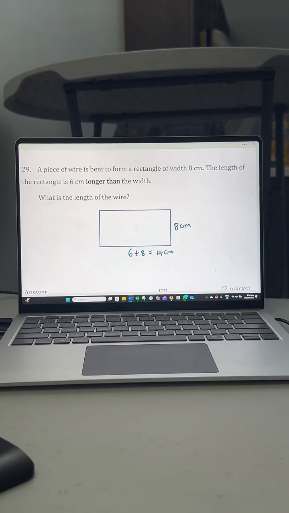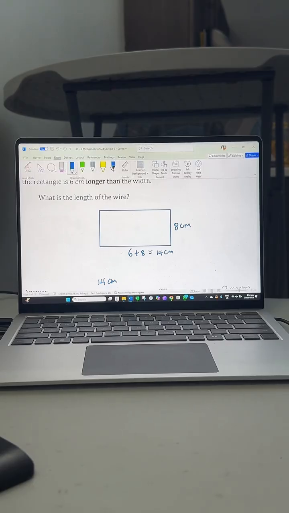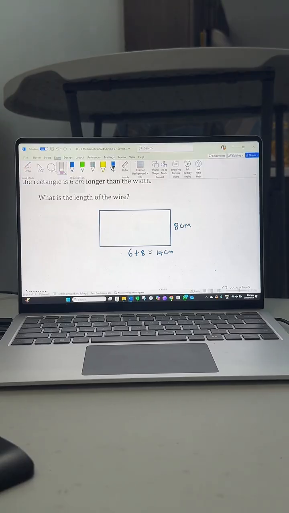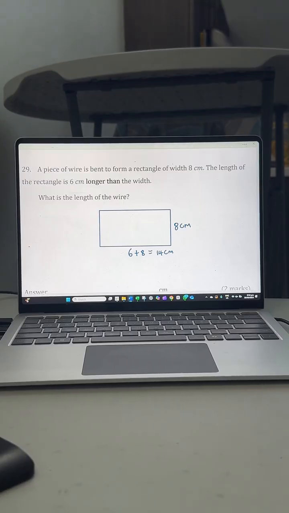So they want to know what is the length of the wire. People who did not read this question properly go and put 14. Is 14 centimeters the length of the wire, or is that just the length of the rectangle? What is the length of the wire? 14? No. 14 is the length of the rectangle, right? They want the length of the wire. The wire was used to form this rectangle. So the length of the wire is actually the perimeter of this rectangle.